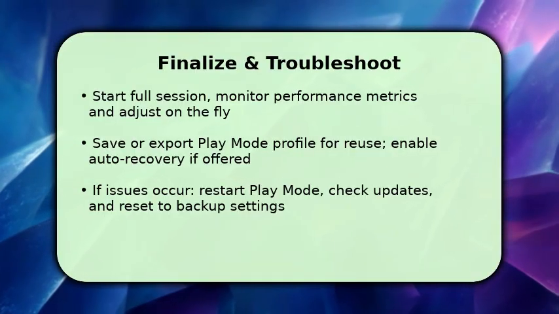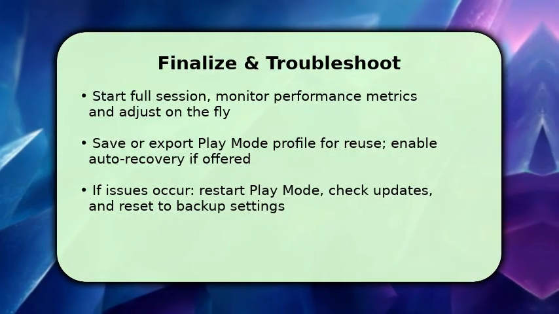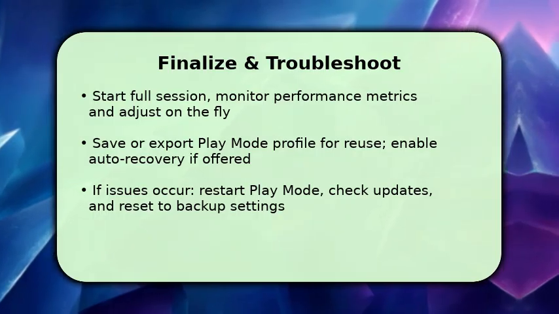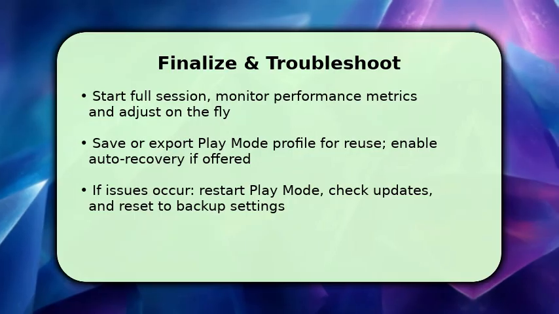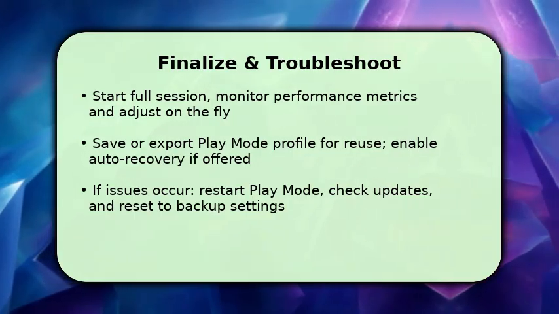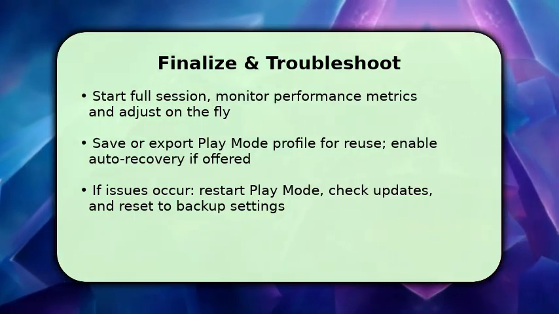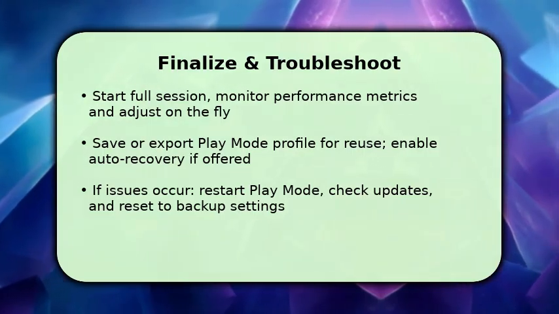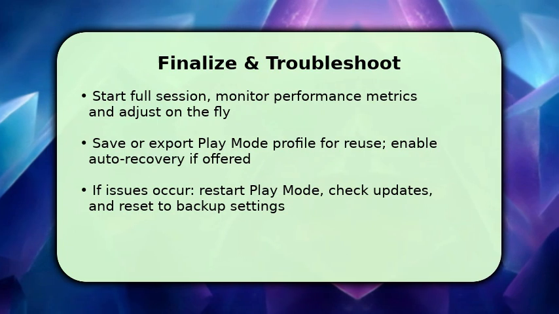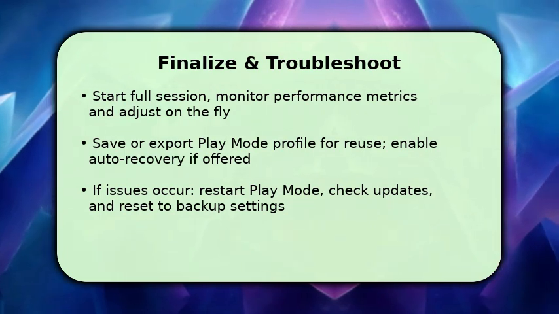Once satisfied, save or export the play mode profile for quick reuse and enable any auto recovery or crash restart features available. If something goes wrong, restart play mode first, then check for pending updates and network issues. If problems persist, revert to your backed up settings and rerun the calibration. That single troubleshooting step usually restores.